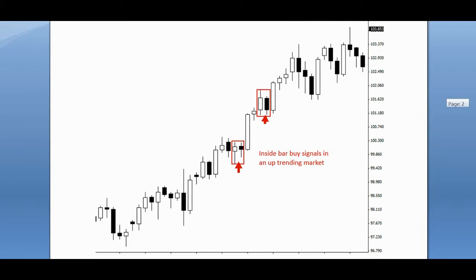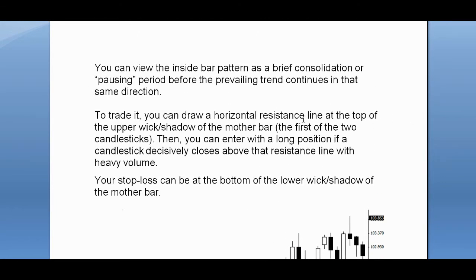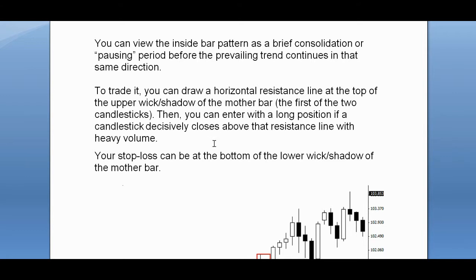So here are a couple of examples. You've got the prevailing trend, up, up, up, and then you've got 2 candlesticks in a row. It just kind of takes a breather going sideways, but the second candlestick, including the wicks or shadows, is contained entirely within the first one. If you want to use this as a strategy, you can draw a horizontal resistance line at the top of the upper wick or shadow of the bigger one, the mother bar. And then the stop loss would be at the bottom of that same candle, the mother bar.